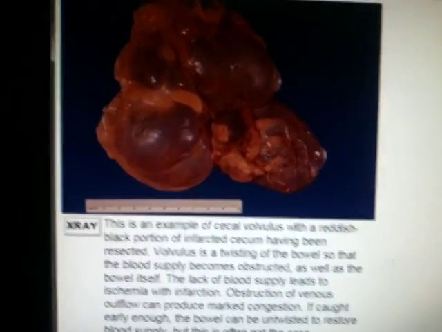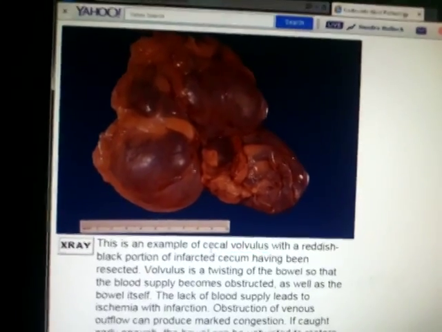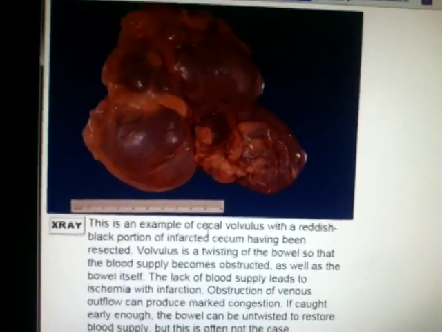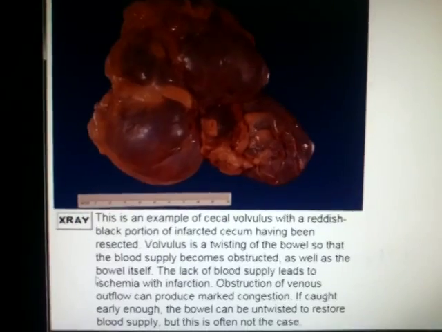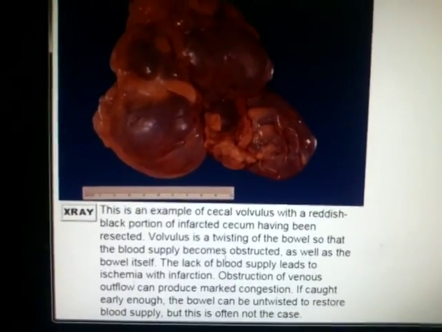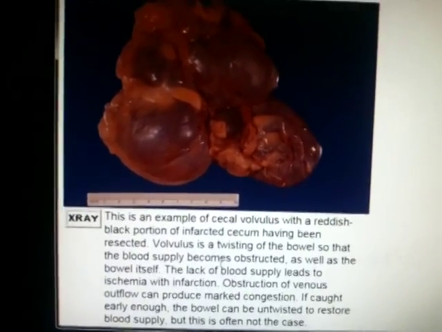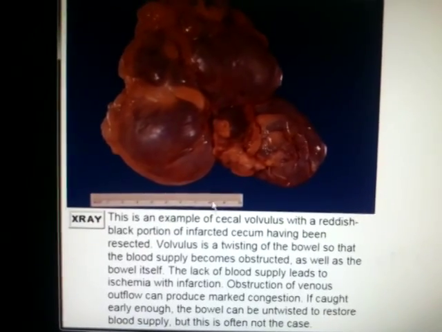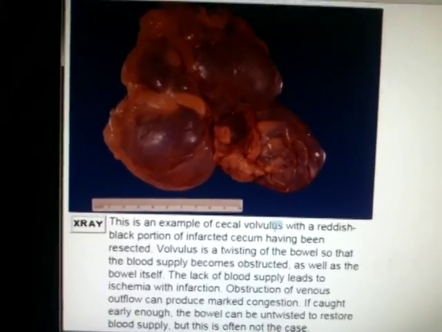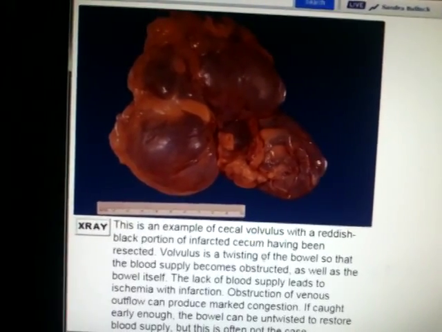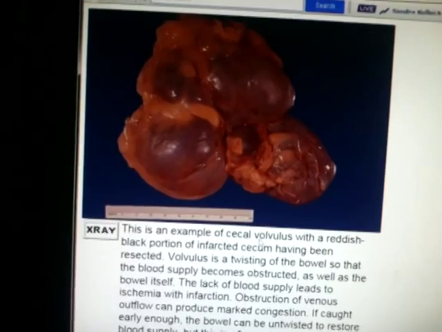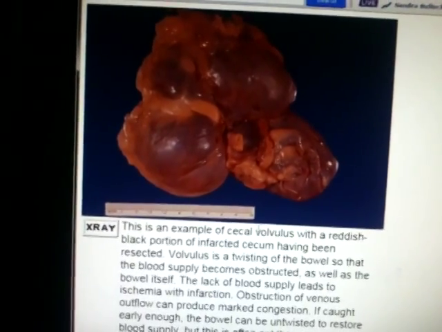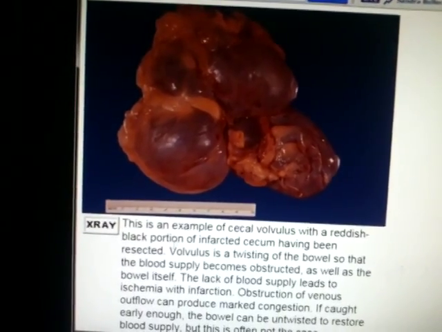The main two sites of volvulus are the cecum and sigmoid colon, because these two sites have a larger diameter, and they are also retroperitoneal organs, so they can move relatively freely in the abdomen, and so they have a risk of developing volvulus. As we said, the volvulus can lead to intestinal obstruction and infarction.